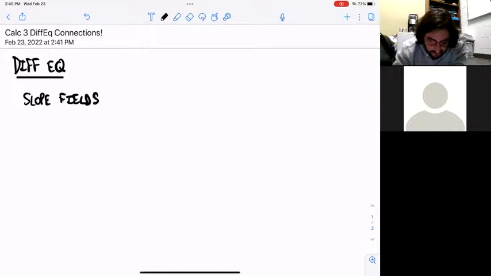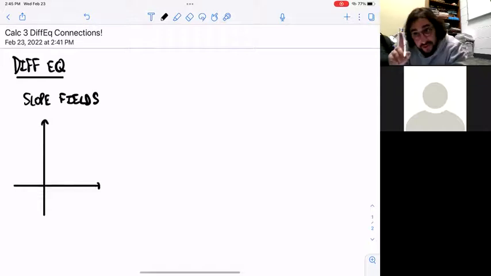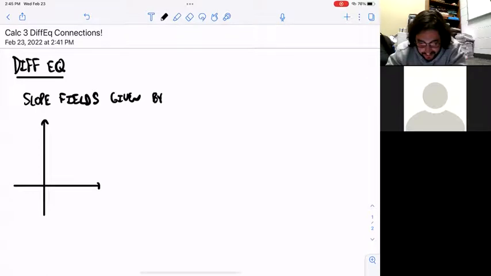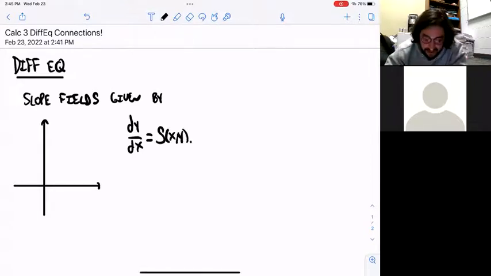It's the idea of taking the plane and we attach a slope, so a single numerical quantity, to every point in the plane, right? Typically this is given by some differential equation in normal form. So you write it as dy/dx equals some function, let's say s of x,y for slope, and then that function s(x,y) lets you plot a slope at every point.